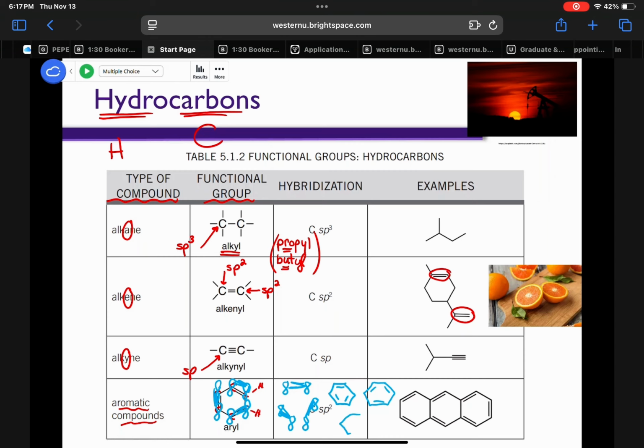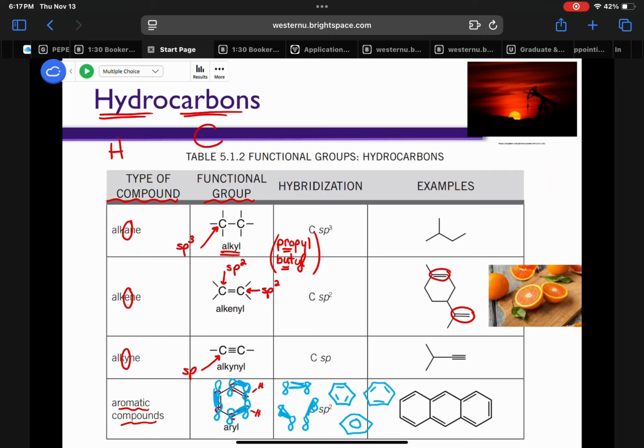But an even better way to draw it is with a circle in the middle. I could draw it double single, or single double, or it's shared so well that sometimes we put a little circle in the middle. So all of those are communicating the same aromatic group.